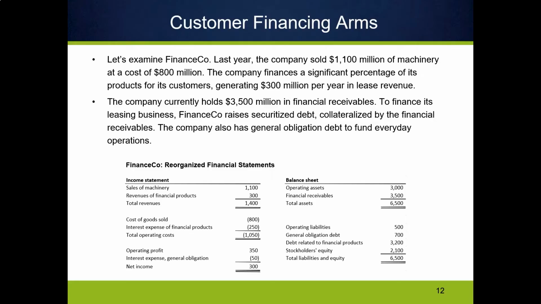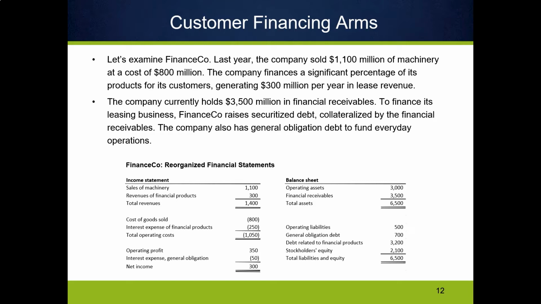Okay? So here we've got a firm, I'm just going to call it Finance Company. Now, last year the company sold $1.1 billion worth of machinery at a cost to the firm of $800 million. The company finances a significant percentage of its products for its customers, right? So you can imagine that this is companies, say, like Caterpillar or John Deere. They sell massive, big machines to people who can't afford a $1 million tractor, so they finance it, right? And the company finances those products, and they generate $300 million per year in lease revenue.